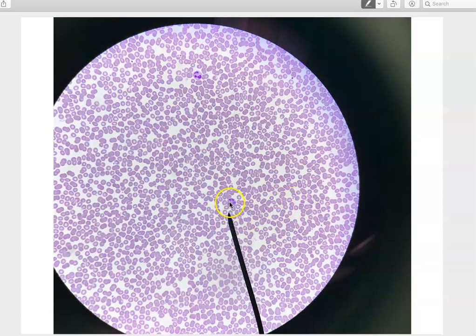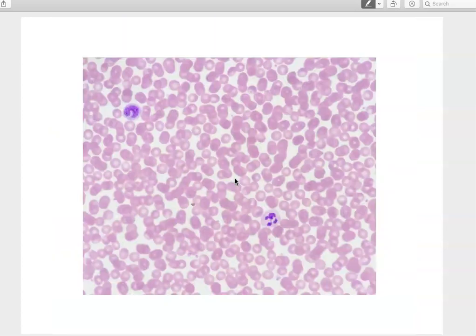Again, what are these guys? Look at all the red blood cells. I see one, two, three, four lobes. I see one, two, three, maybe four lobes on this guy. Purple cytoplasm, he is again a neutrophil. By now, you know who this big guy is. Monocyte, neutrophil.